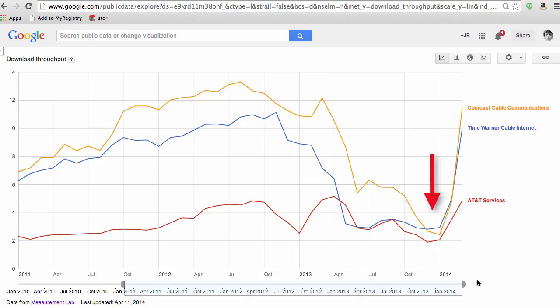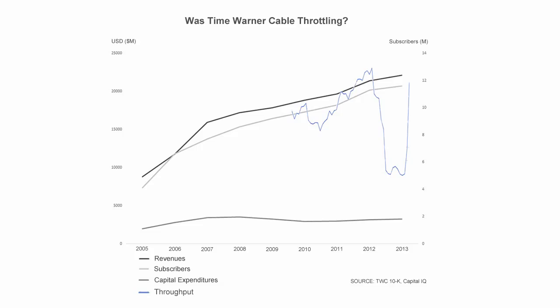The decrease in throughput could have been due to increased subscribers, increased data consumption per subscriber, or perhaps because ISPs were deliberately throttling speeds in order to build a case for metered pricing. Taking Time Warner as an example, we would expect to see an increase in subscribers during the same window when the throughput speeds tanked. However, subscribers are fairly flat. Additionally, we could expect to see an increased capex preceding the dramatic improvement in throughput, but again, capex looks flat.